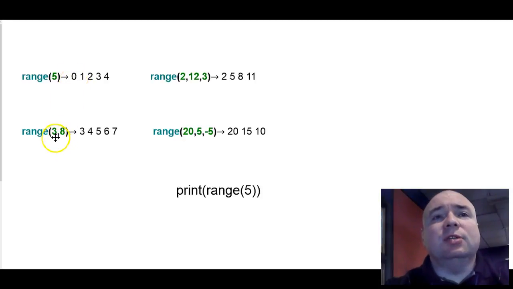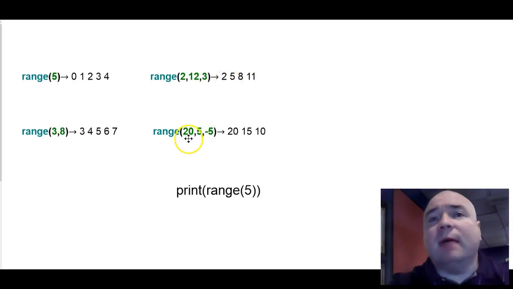If I do range 3, 8, it will give me numbers starting at 3, but then go all the way up to 1 less than 8. So it's not going to give me 8 numbers here. It's going to go from starting at 3 and going up to 1 less than 8. Much like this went up to 1 less than 5. Range 2, 12, 3 will start at 2. It will give me values that are less than 12, but it's going to count by 3s.